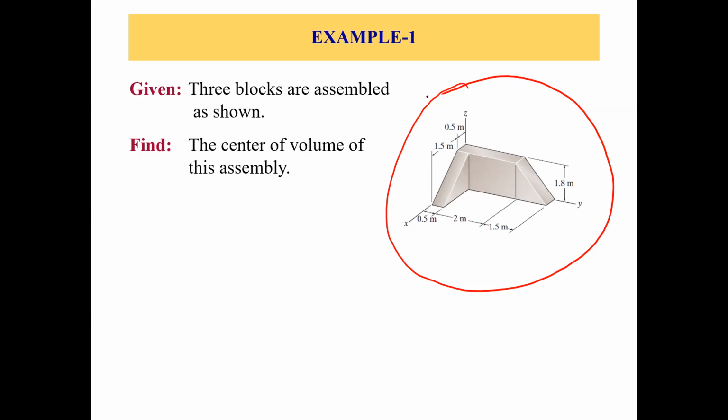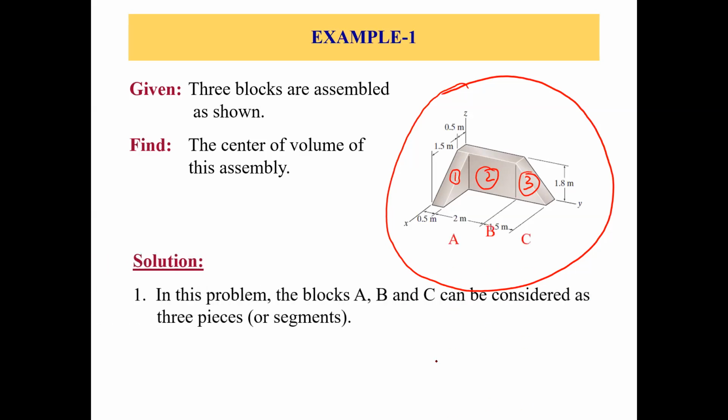In this composite body, we can divide the shape into 3 parts: this is part 1, this is part 2, this is part 3. These 3 are simple shapes. Parts 1 and 3 are triangular shapes, and part 2 is a rectangular shape. So we can divide this composite body into 3 simple shapes, fill in the table which we saw earlier, and then find the center of volume of this composite body. Let's see how we do that.